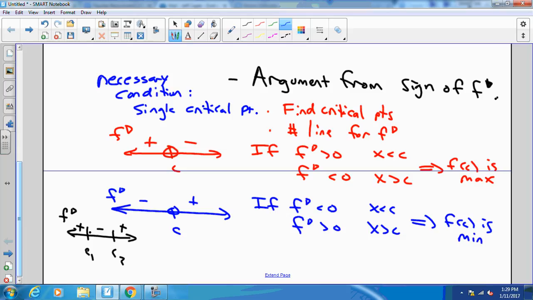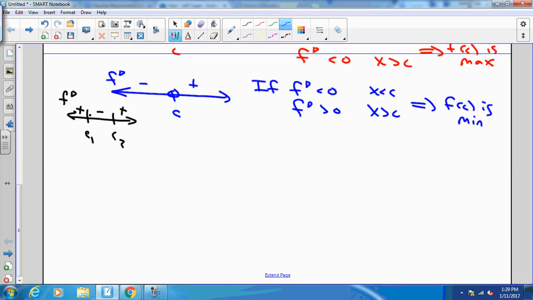Can you use that to find the minimum? No, because unfortunately, you might think that f of c2 would be the minimum, but notice that my function is increasing there. So it could be that my function looks like this, right? And then that doesn't help.